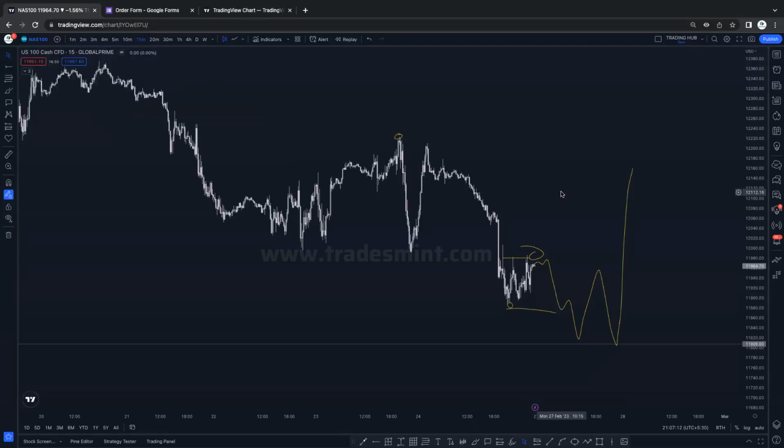Can we use a 5 minute as a higher time frame and 1 minute entry? Yes, you can use.